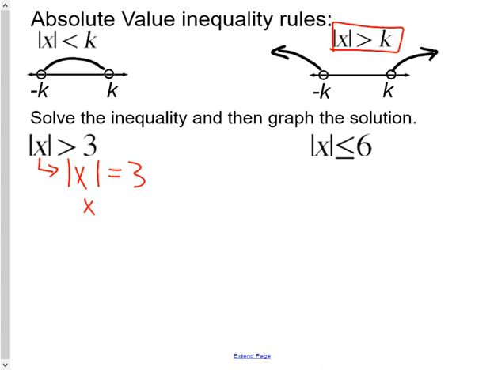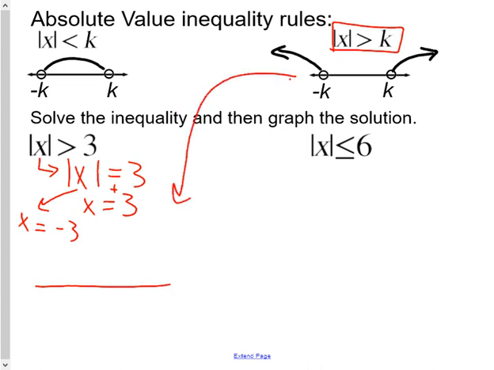We set the inside equal to the positive, and then we set the inside equal to the negative. Now I don't have any solving to do because it's just x. So my two numbers are going to be negative 3 and 3. And we already know our graph is going to replicate the one up top. The only difference is we're at negative 3 and 3. So open and pointing out, and open and pointing out for both those numbers, and that is my graph.